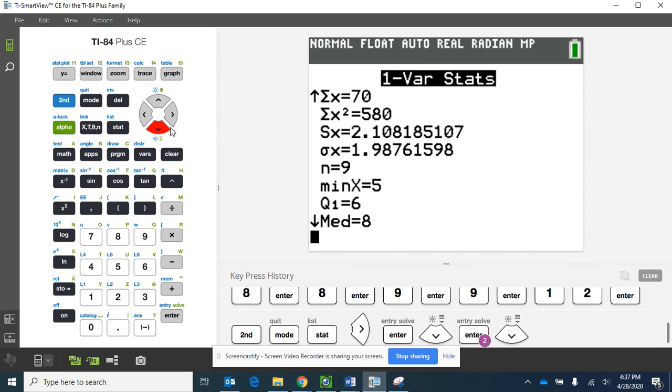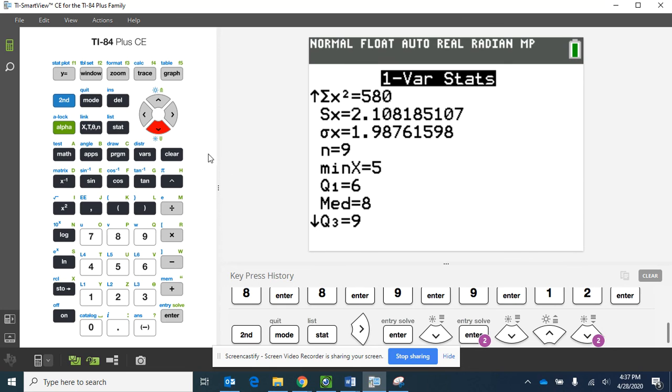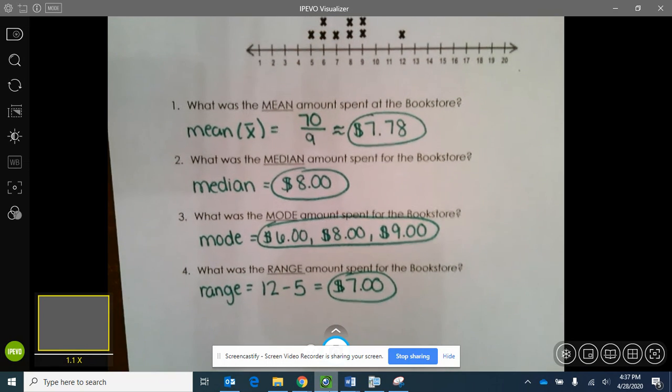You can use the range. You can use the min and the max for the range. So my minimum was 5. My maximum was down here at 12. So 12 minus 5 is what gives me that range. So if you have a graphing calculator, either your own or one that's on your computer, this can be really, really helpful to check your work. But once again, these were the answers that we received.